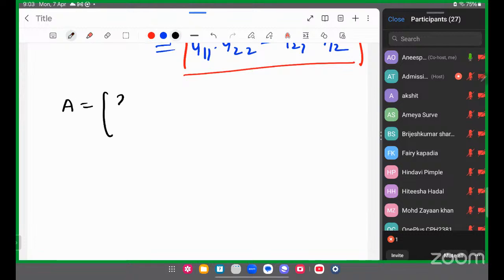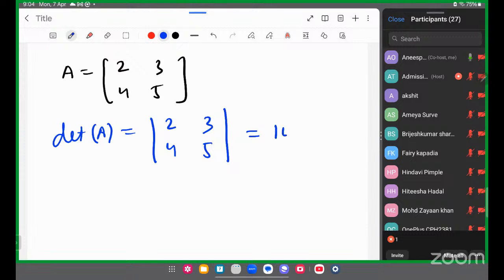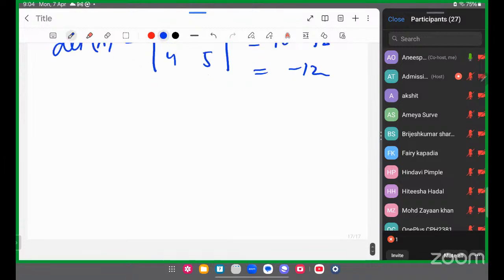We have a matrix 2, 3, 4, 5. What will be its determinant? So determinant of matrix A will be 2, 3, 4, 5, and this will be 2 into 5, 10, minus 3 into 4, 12. Answer will be minus 2.